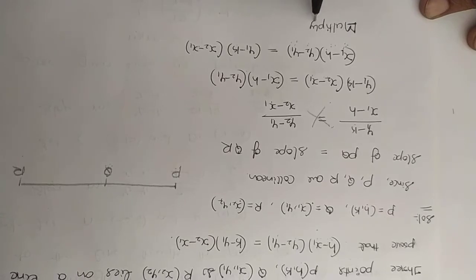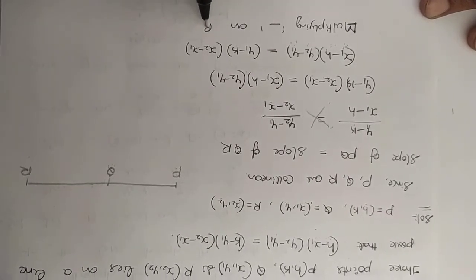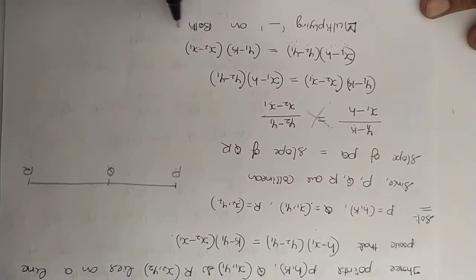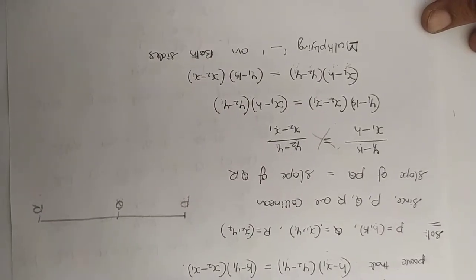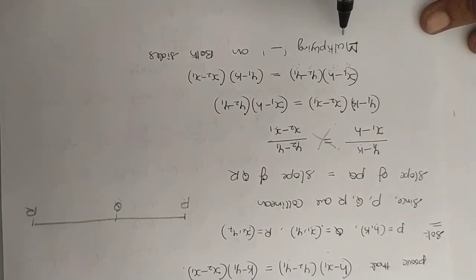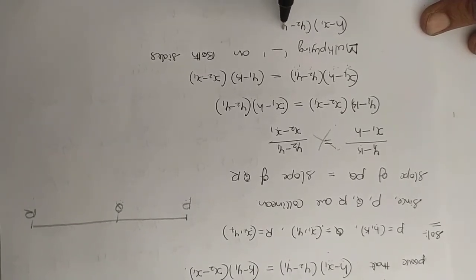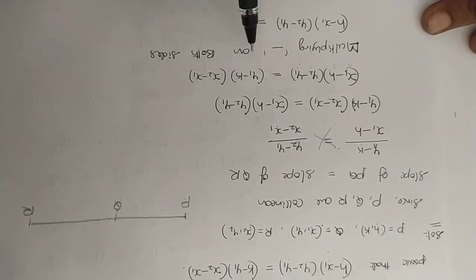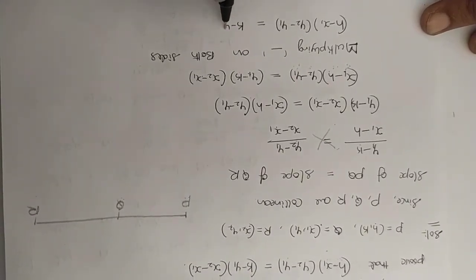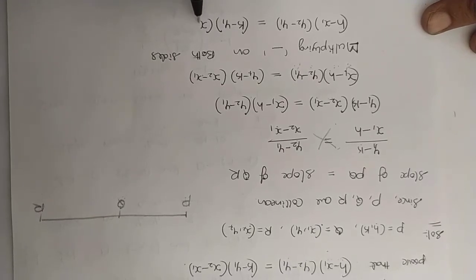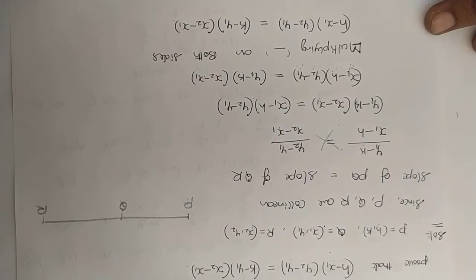Multiplying minus on both the sides, this equation becomes h minus x1 into y2 minus y1 equals to y1 minus k becomes k minus y1 into x2 minus x1. Hence, it is the proof.